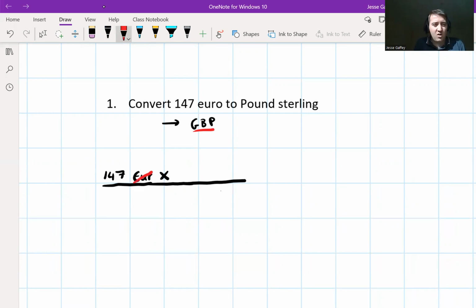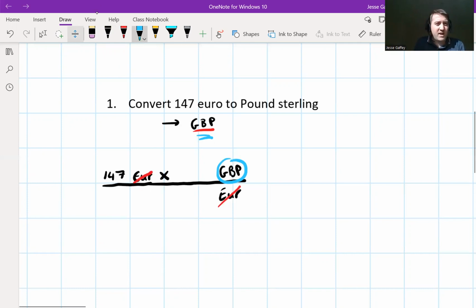And euros will cancel when they're divided by euros. So euros divided by euros cancels them out because anything over itself is just 1. So here we go. We put euros on the bottom so that we can cancel them out. And that means that GBP is going to be on the top. GBP. Okay. Now, obviously, then this is my only unit that's left. And that's what I wanted in my answer because I wanted to end up with GBPs.